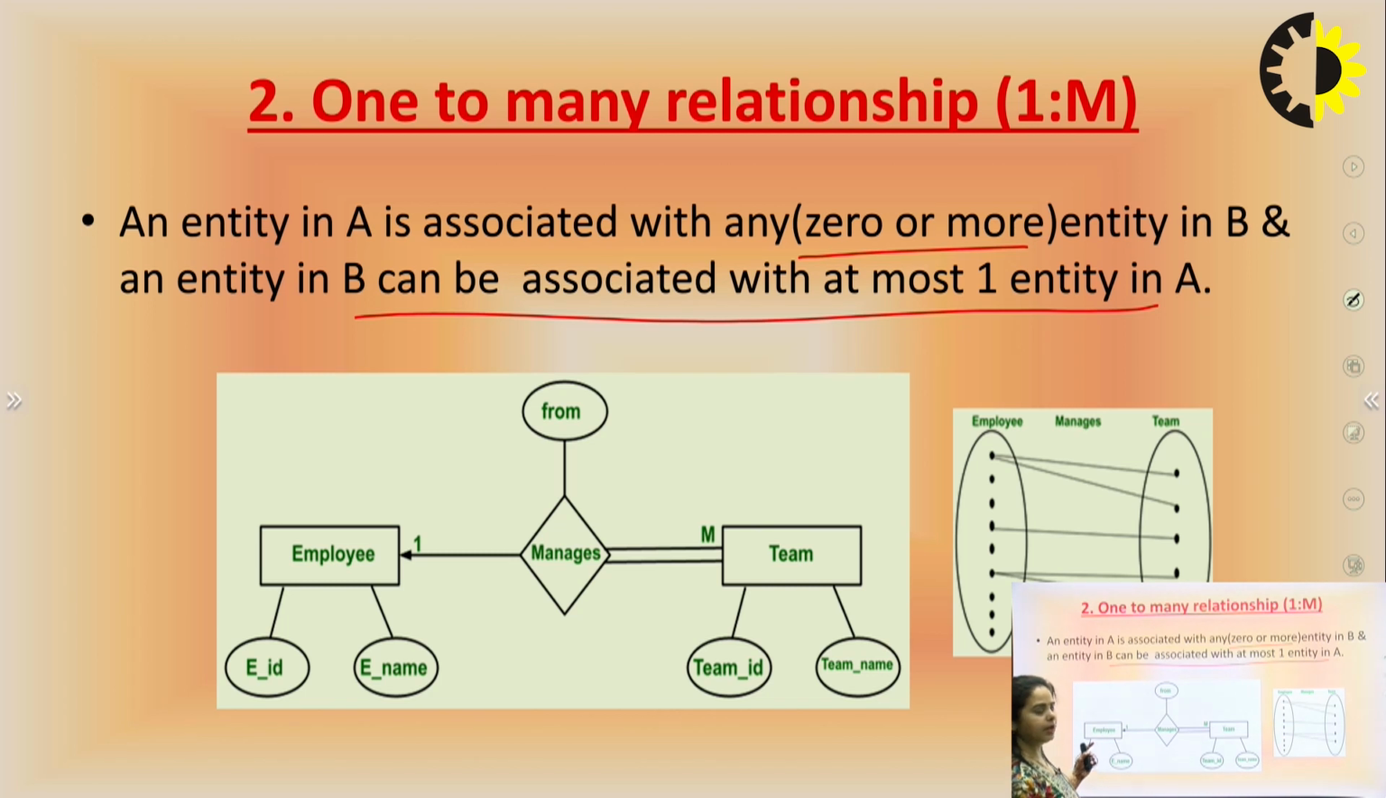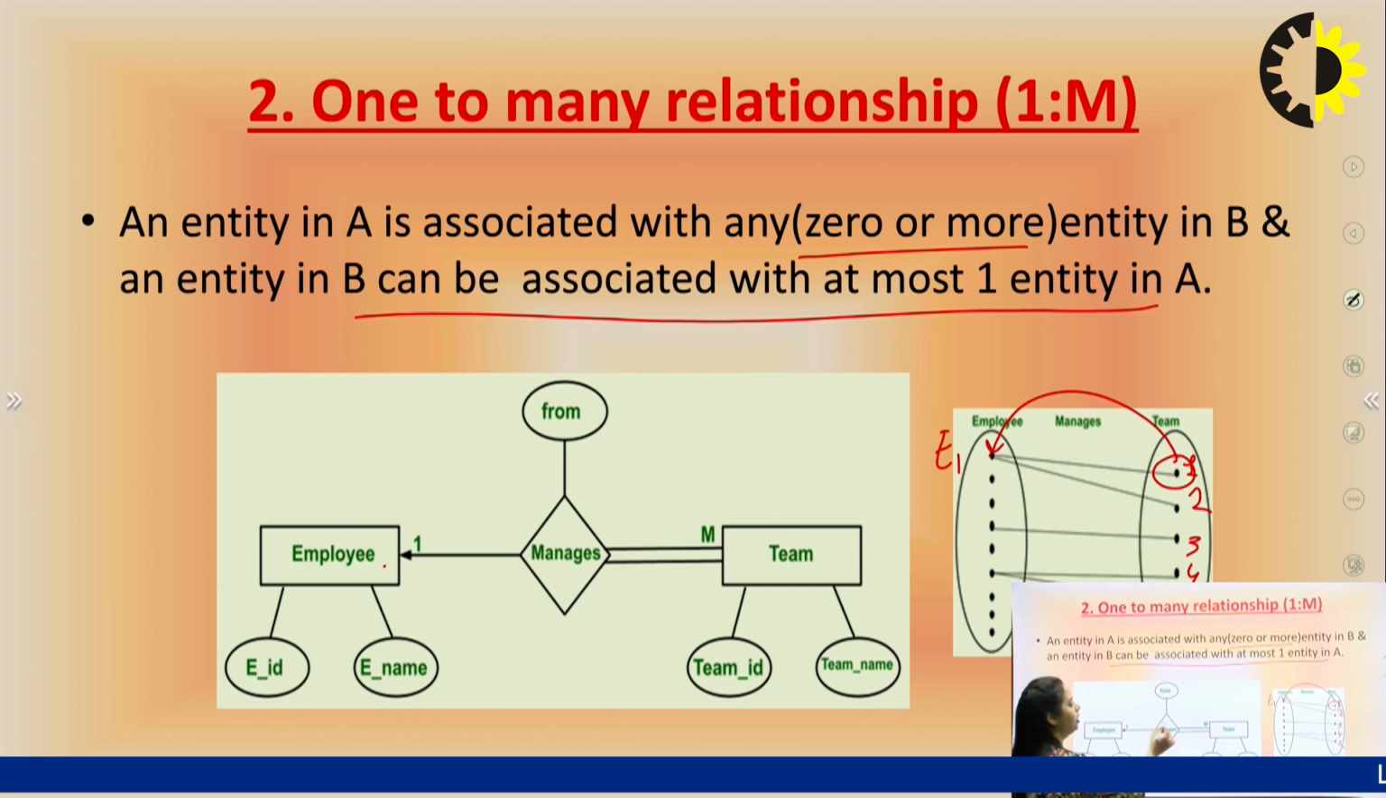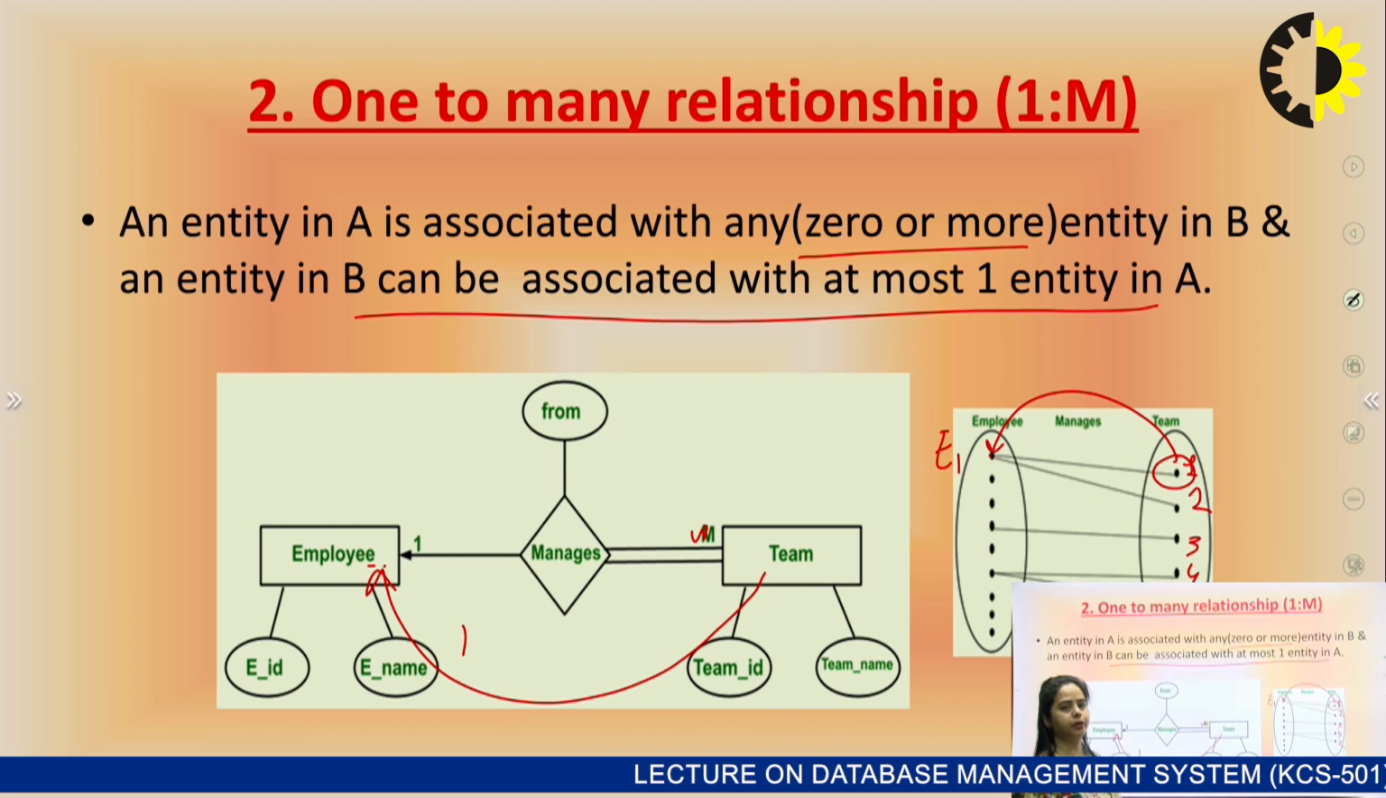Here we have an example, employees and team. You can clearly see that an employee can manage more than one team. Employee E1 is managing team 1 and team 2. This is possible. An employee can manage more than one team, but one team is managed by only a single employee. So this is called one-to-many. This is known as a one-to-many relationship.